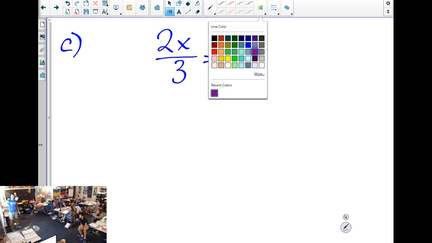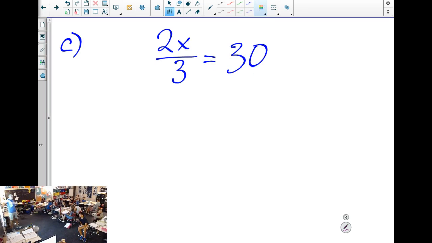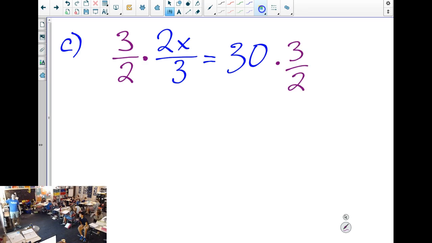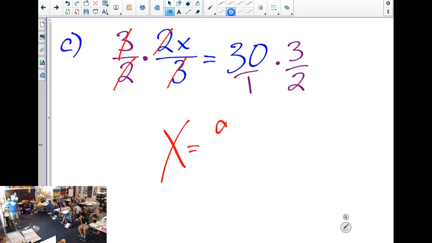Let's do purple. How do I get rid of a division by 3? Multiply by 3. How do I get rid of a multiplication by 2? Divide by 2. The 2 and the 2 destroy each other. The 3 and the 3 destroy each other. I get just x. Now, x is 90 over 2, which I could write like that, or we can rewrite it as just 45.